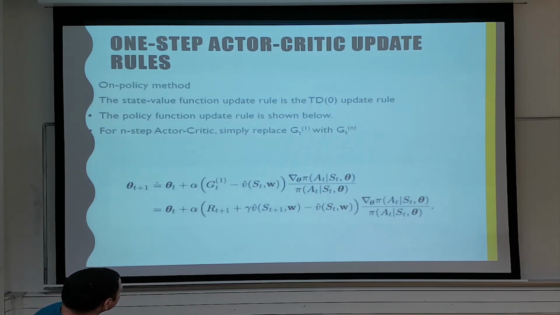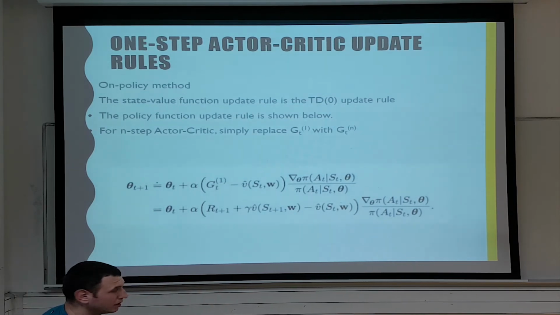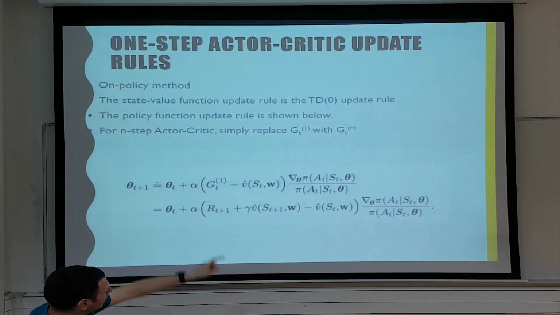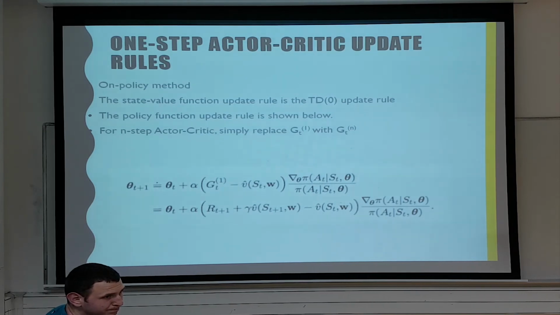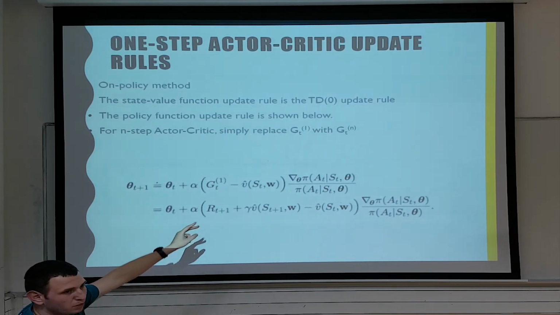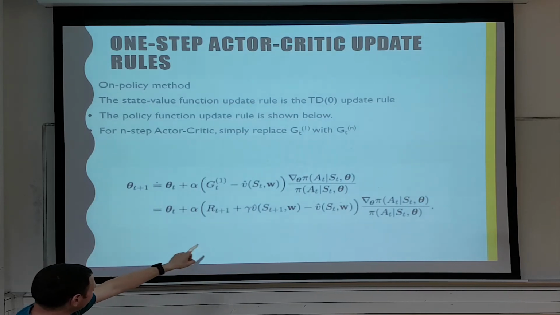So theta at time step t plus some constant alpha times G_t minus the value function in the current state, and we take the gradient of our policy that optimizes theta according to the value function. We will need to define this minus term, what these brackets mean. It's called advantage, and we will define it a little bit later.